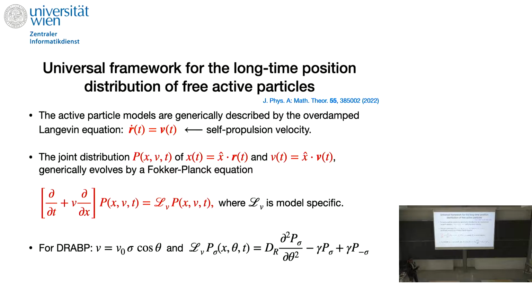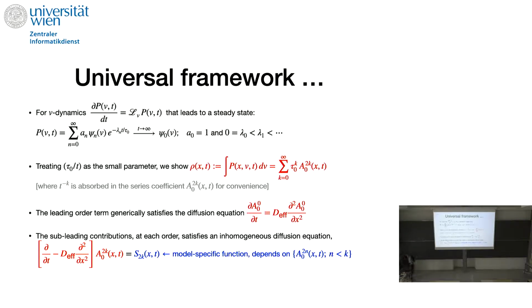Right? But this form is very generic for almost all random processes, where you have the dynamics of V which drives your X, and V has an independent dynamics basically. Okay. And now what we have found is that you could actually find a universal framework.